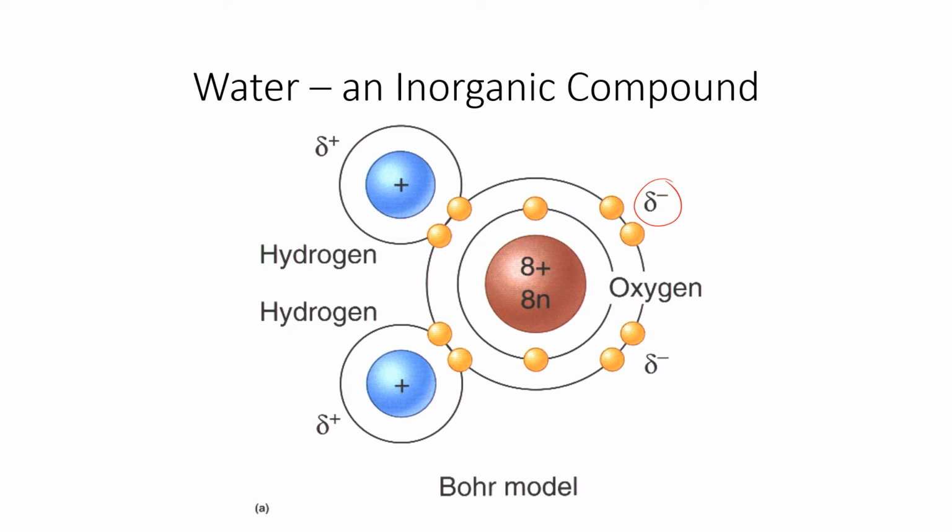Delta negative meaning the oxygen gets more than its fair share of negative electrons, and the delta positive over here means that hydrogens get a little less time with the electrons, and all they have is that single proton in the nucleus. So water is a polar covalent molecule. If we were to write it out, it would be HOH, or we can use this shorthand and just simply say it's H2O.